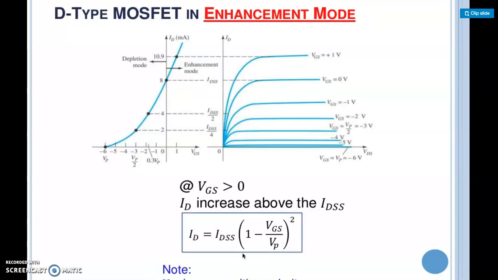And one more thing is enhancement mode. In enhancement mode, we are going to have ID equal to the same equation, but VGS is positive now. Note, the VGS is positive.